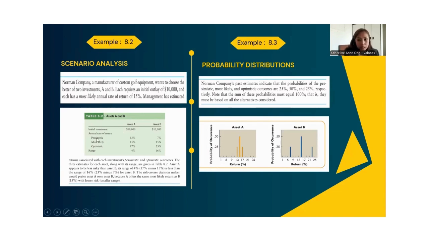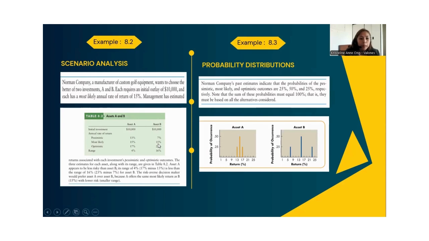When you are being pessimistic, or the worst outcome of the investment, the return for asset A will be 13% and asset B 7%. If you're being optimistic, or the best outcome of that investment, the percentage of return will be 17% and 23%. If you check the range of the difference between the best outcome over the worst outcome, you will see that in asset A it is 4%, and in asset B it is 16%.